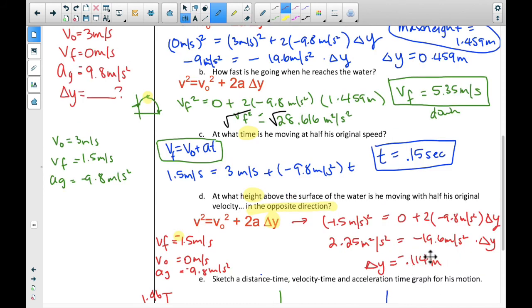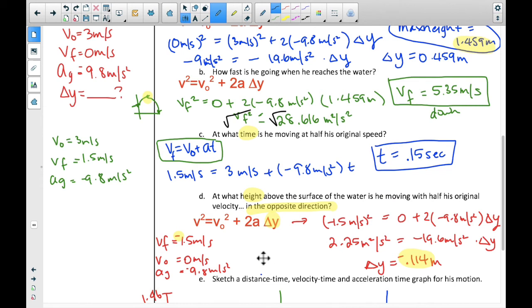Okay, so I'm getting my delta y to be negative 0.114 meters. And so again, if we think about where that is, the 0 that we were talking about was up here at the max. The final velocity is the 1.5 on the way down, and we are saying that the change in y is negative 0.114. Remember, the max height up here was 1.459, so we now need to subtract those two numbers to come up with our answer, because it's asking what is the height above the surface of the water.